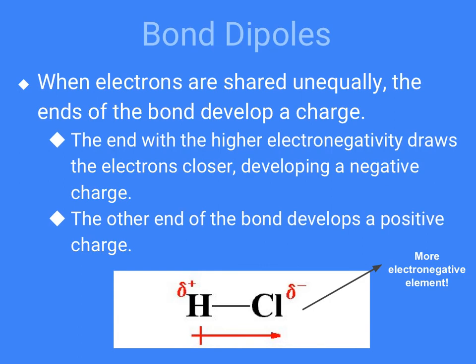But once we know that they're being shared unequally, we can draw something called a bond dipole or a dipole vector. And what you do, it's this little arrow with a plus sign at the end. And the arrow, we use it for each individual bond. On this side of the arrow, there's a plus sign. That means that that side is going to be a little bit positive, and it points to the one that is most electronegative because the dipole vector is really showing us where the electrons are closer to.